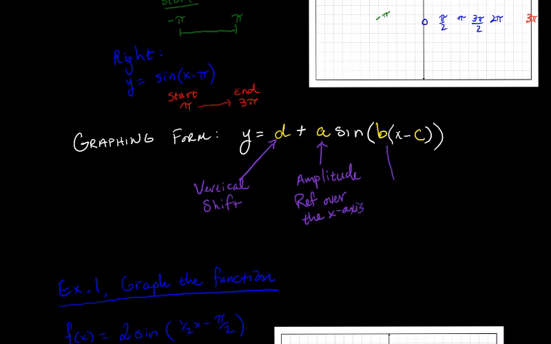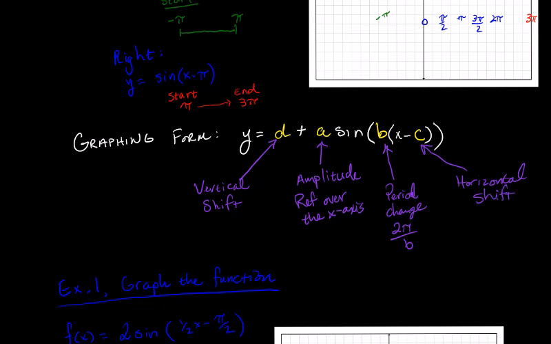And then B, we talked about, is the period change. And the period change is going to be done by doing 2 pi over B. And then the last one, obviously, is what we're talking about here, the phase shift. And that's your horizontal shift or your phase shift. And remember, it's the opposite of what you see.